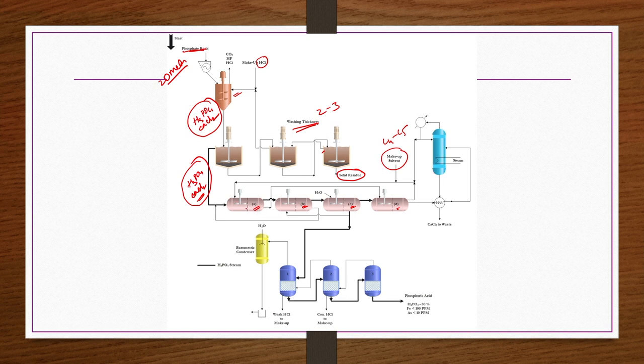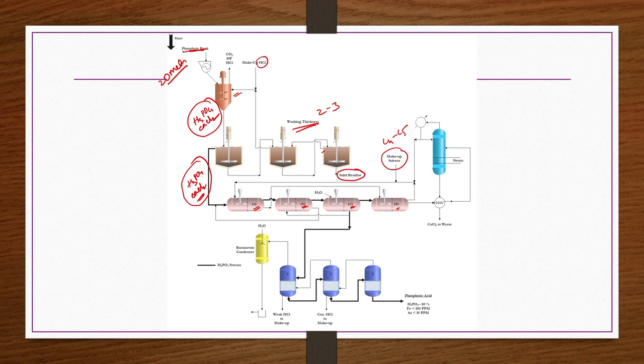So from the first extractor, whatever the raffinate is, that is taken to the last extractor D, whereas the extractant is taken to the second extractor, right? From here, whatever the raffinate is, that is taken back to the first extractor along with the calcium chloride and H3PO4 solution, whereas the extractant from the second extractor goes to the third extractor as feed.